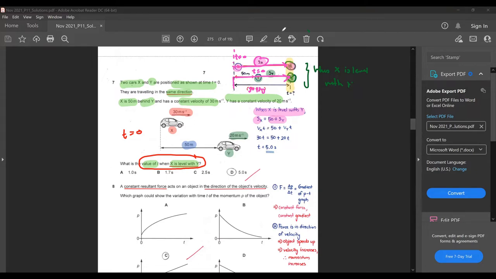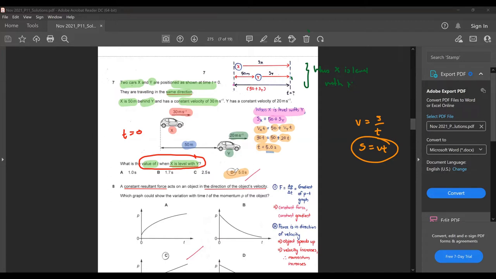From here, we also know v is s over t, so s is vt. To find the distance that has been moved, you just take the velocity multiplied with time. So eventually what you get is sx is vxt equals to 50 plus vyt. So this one is 30t equals to 50 plus 20t. Eventually t is equals to 5 seconds. So your answer is D.